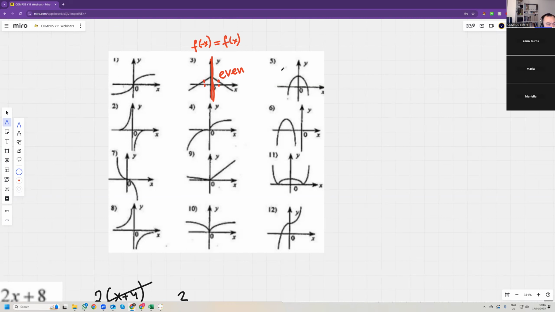Okay, number five, is it even or odd? Number 5 is even, yes. Number 10 is even. Number 11 is even. So for an even function, the positive and the negative value give you the same y. Does that make sense, Maria?